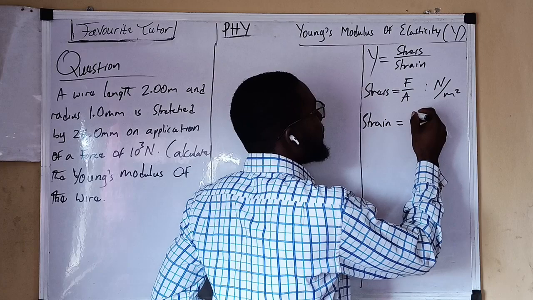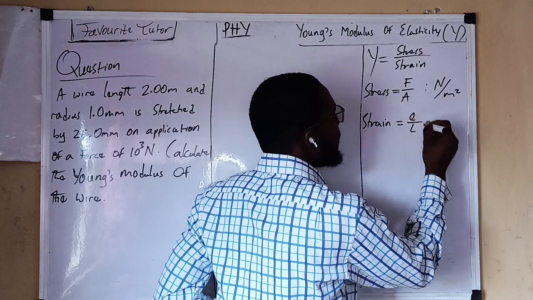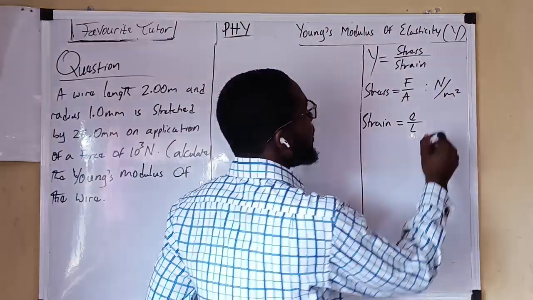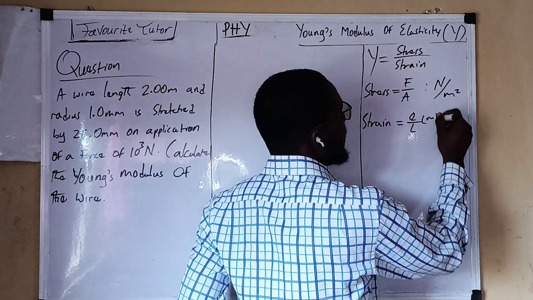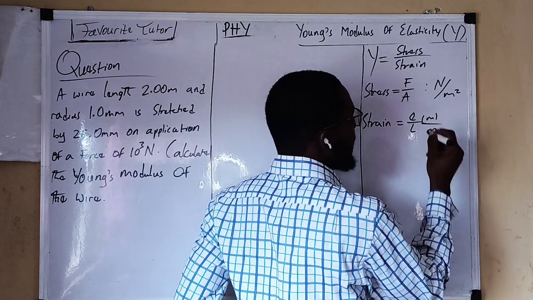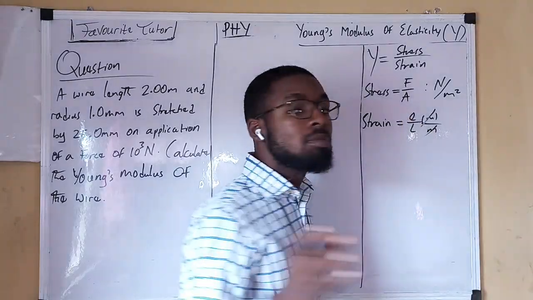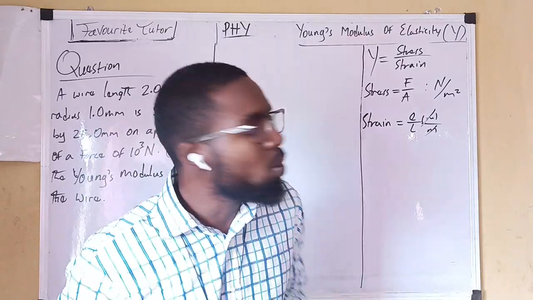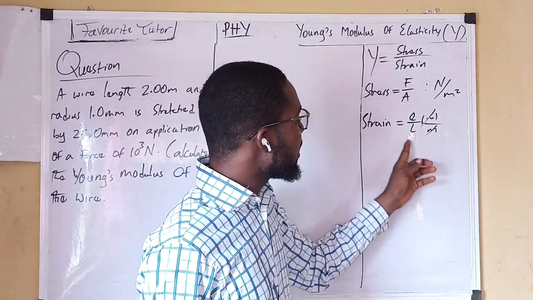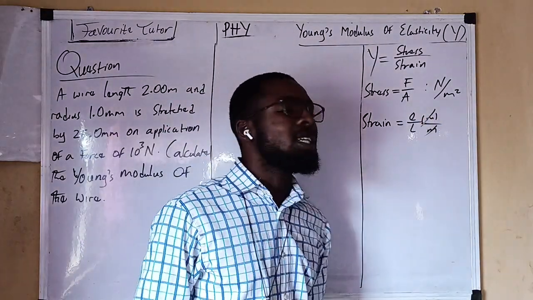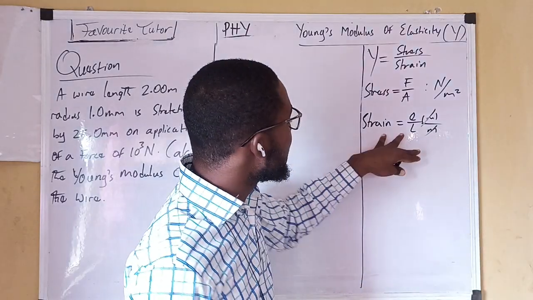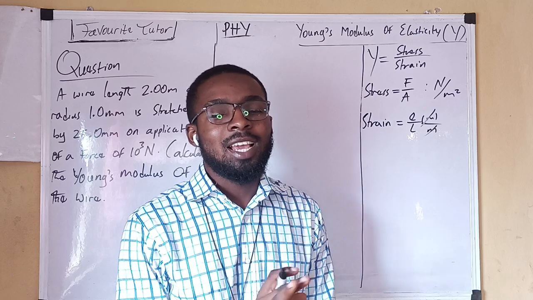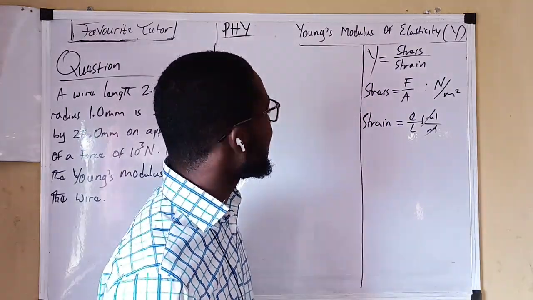Material response to the applied force, therefore extension over original length. Extension in meter, original length in meter. So therefore, the strain is a dimensionless quantity. The extension is in meter, the length is in meter, and the meter cancels out, which makes this quantity dimensionless. It has no unit.